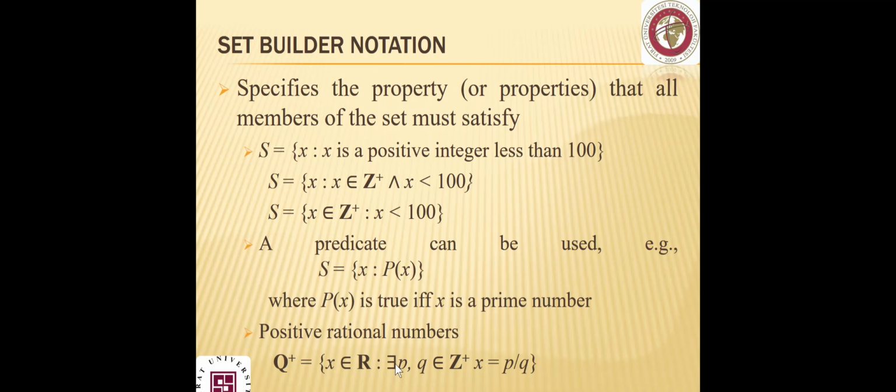There exist elements p and q that are elements of the positive integers. Why? Because we said positive rational numbers, positive. If positive is not there, we don't have to include this positive. And at the same time, x equals p over q, or the division here to create the rational number.